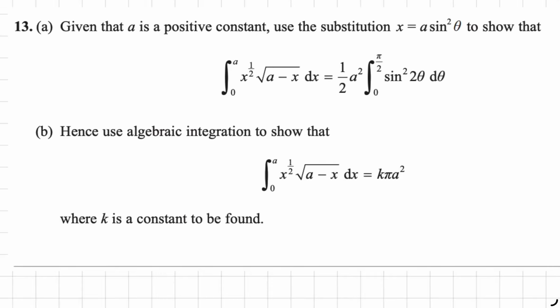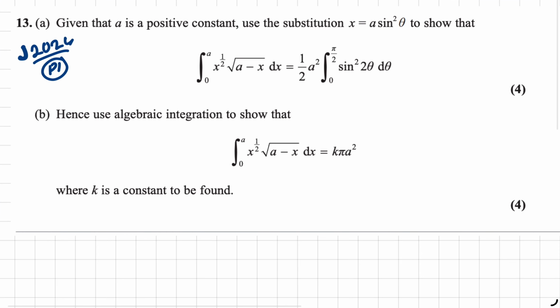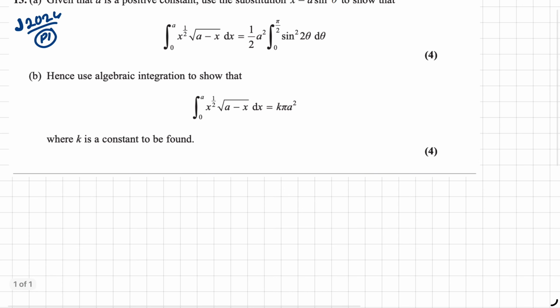Okay, here we have an A-level integration question by substitution. This is question 13 from June 2024, page 1. Okay, so part A. Given that a is a positive constant, use substitution x equals a sine squared theta. We're going to turn the left-hand side into the right-hand side. So what I'm going to do first is rewrite the left-hand side, so we've got the space.